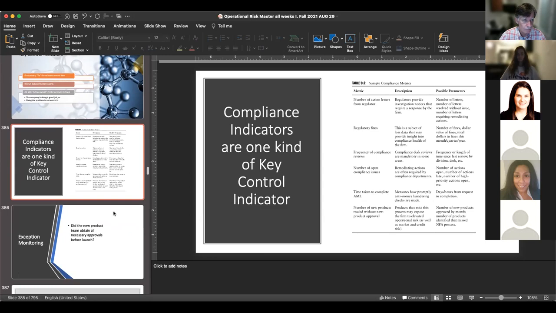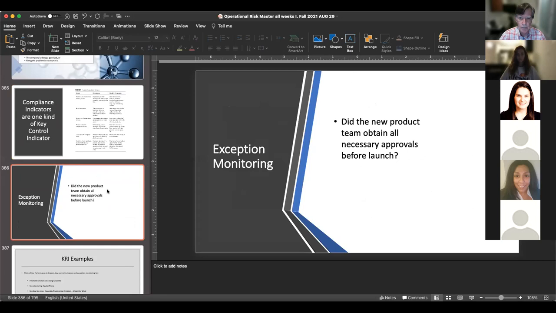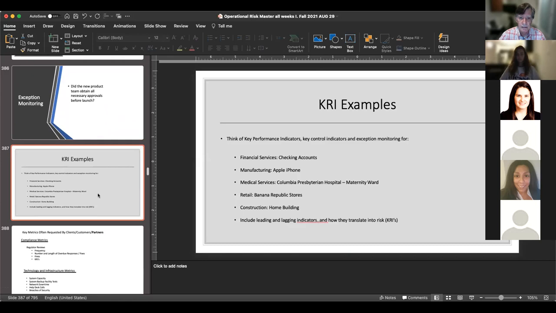Then the last one is exception monitoring. Did the product team obtain all the necessary approvals before the launch? Let's not go through these now. We don't have time, but you can do this on your own time. Think about these bullets here and think about KRI examples that might be relevant. On this page, you might want to look at it for the final exam.